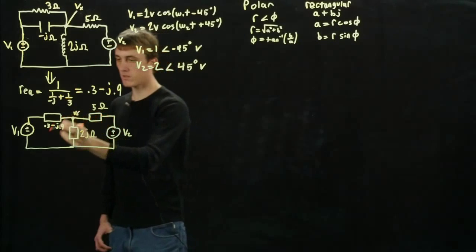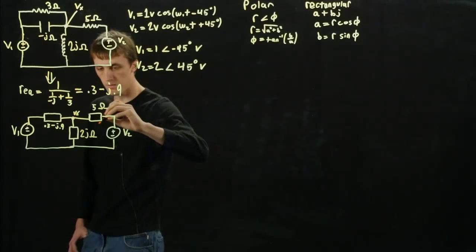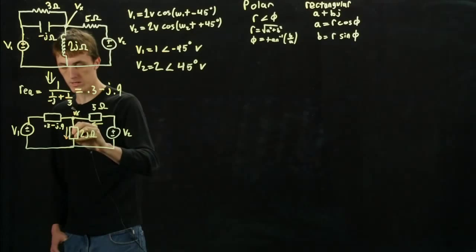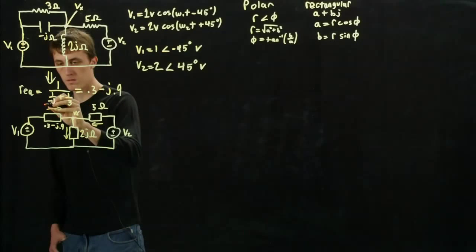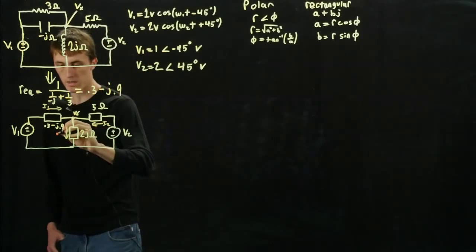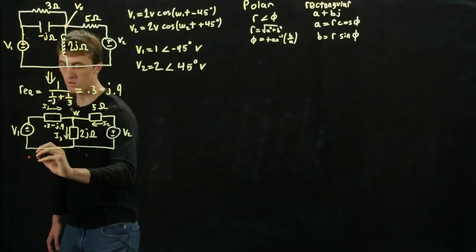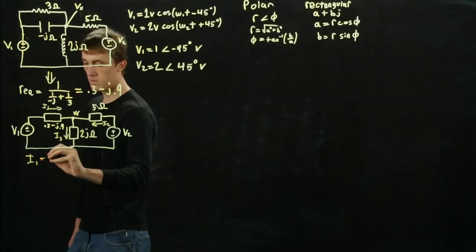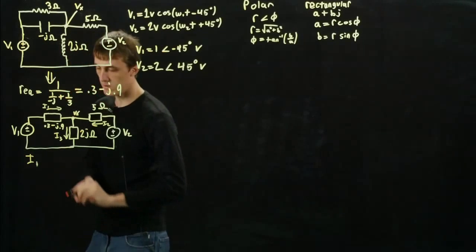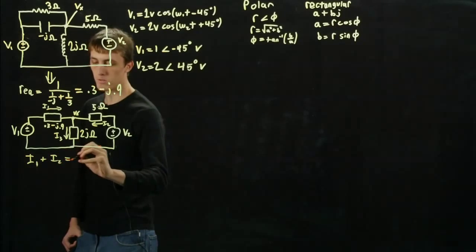So in order to solve this, we'll do a simple KCL and write down the 3 currents in the circuit: I1, I2, and I3. So the currents going in equal the currents going out. So I1 plus I2 is going to be equal to I3.